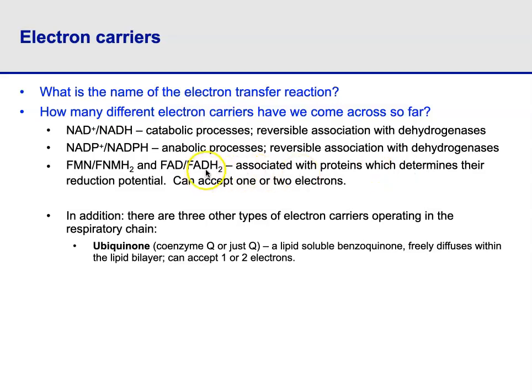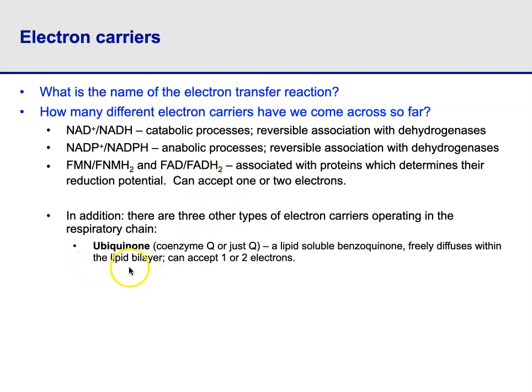Something else that makes these unique is that these carriers can accept either 1 or 2 electrons, whereas the nicotinic electron carriers can only accept 2 electrons at a time. Alright, so in addition to these electron carriers, most of which we've talked about before, there are a few other types that we are going to talk about when we talk about the electron carrying pathway in the oxidative phosphorylation processes.